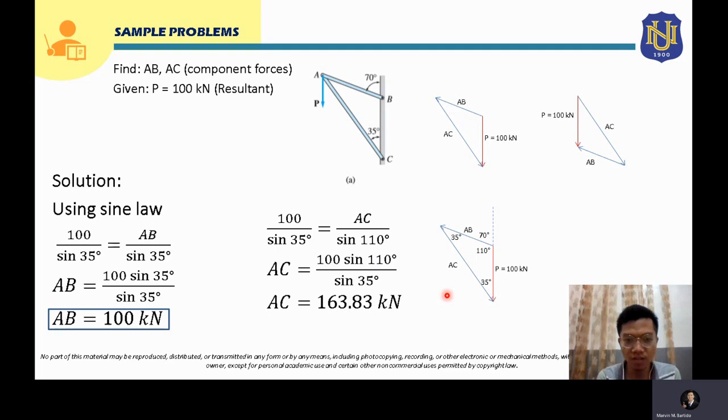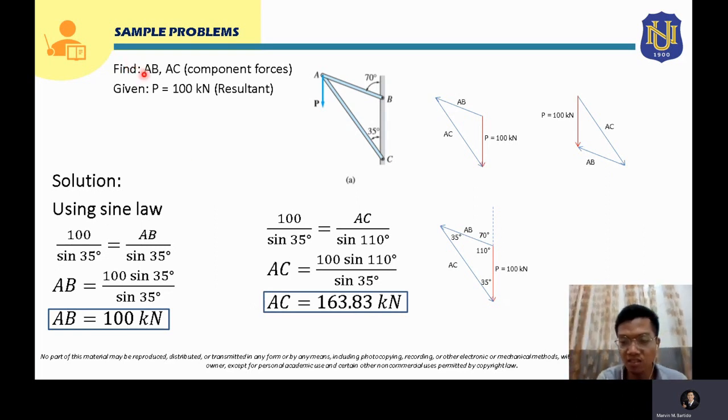Inputting that on your calculator, again 100 sine 110 degrees over sine 35, that will give you 163.83 kilonewton. Again, don't forget to put the unit for this. So the answer for AC is 163.83 kilonewton. These are the answers being asked in the problem: AB is equal to 100 kilonewton, and AC is 163.83 kilonewton. Okay, next problem tayo.